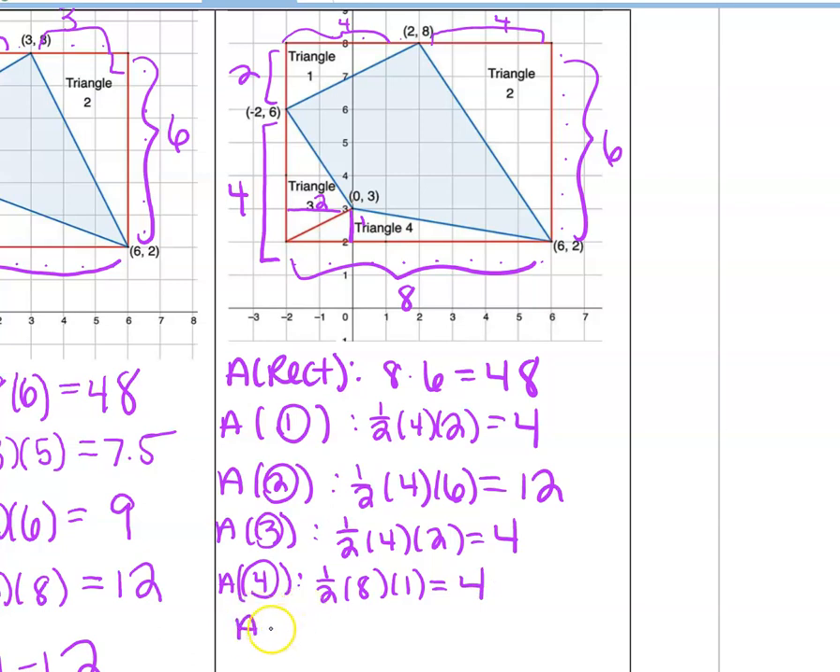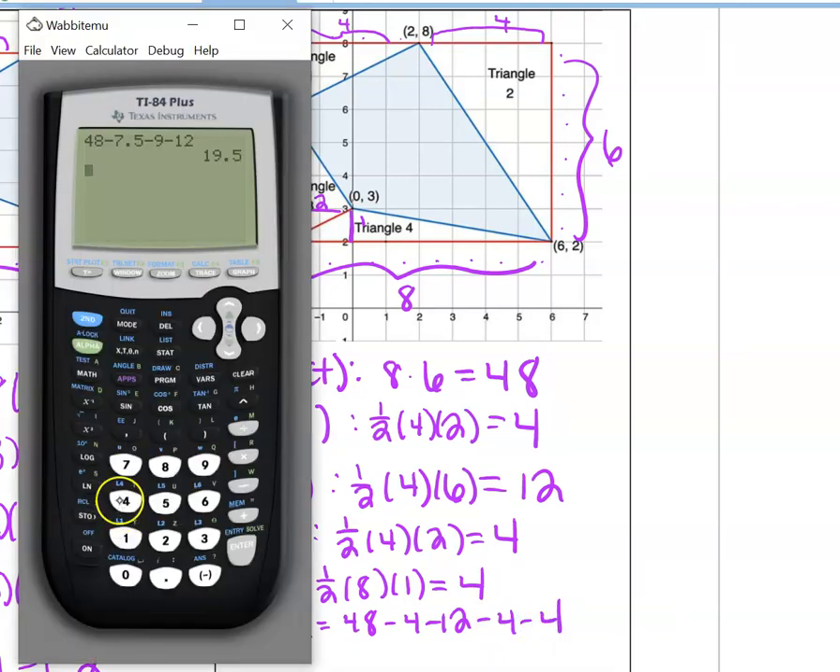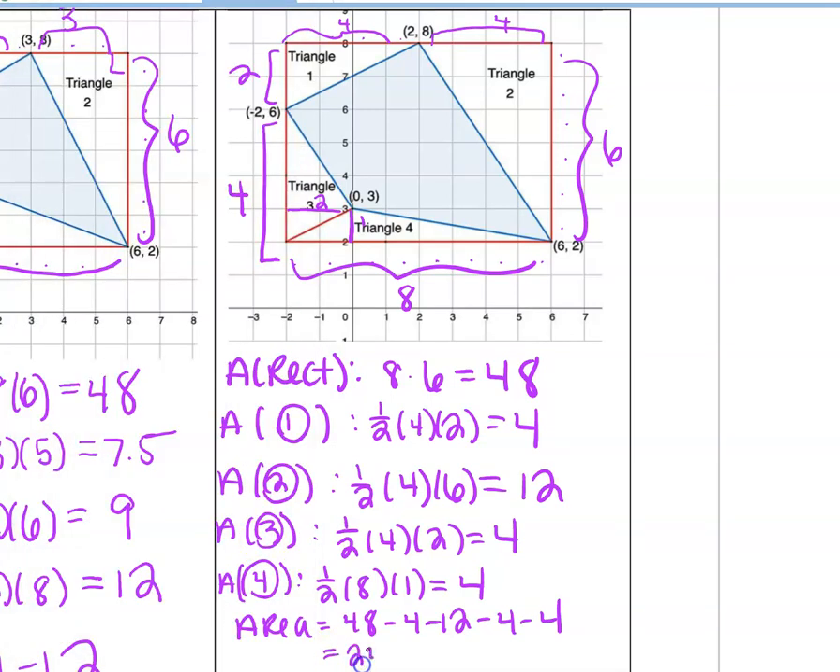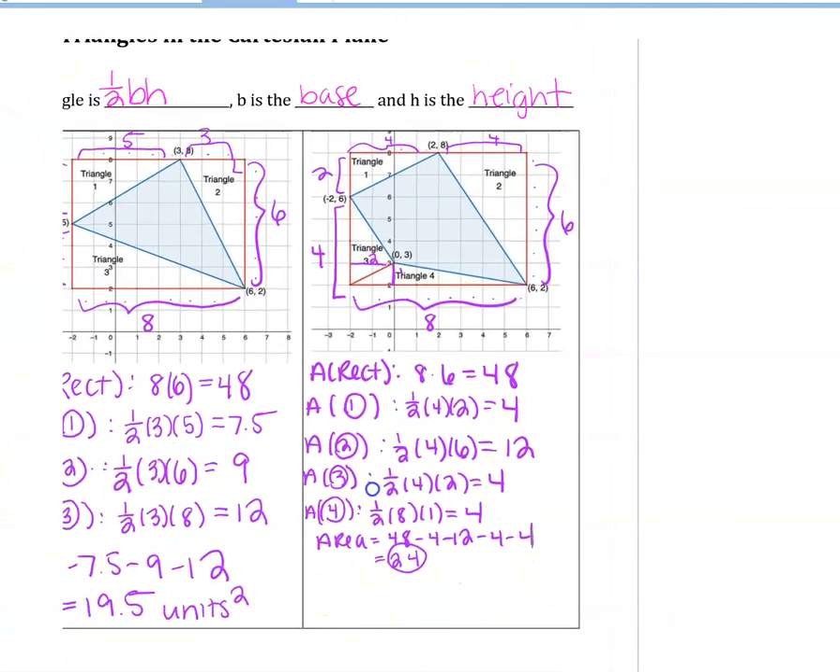So again, if we're calculating the area of our shaded region, this is 48, the area of the whole box, and then we're taking away each of those individual triangles to leave us with what's on the inside. So this is going to be 48 minus 4 minus 12 minus 4 minus 4. So I'll grab my calculator. So that's 48 minus 4 minus 12, and then I'm just going to write that as minus 8 because I know that combines to 8, and I get 24. Okay, so 24 is the area of our shaded region.